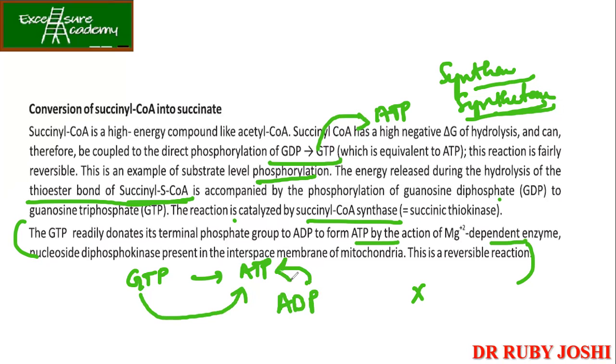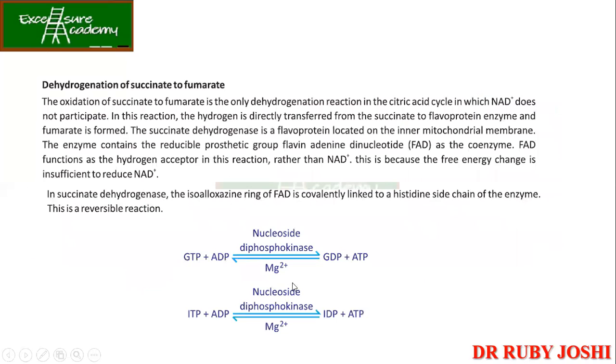to become ATP, and this is done by the enzyme called nucleoside diphosphokinase, which is present in the intermembrane space of the mitochondria. Now let's see the reaction over here. This is the reaction. So GTP plus ADP is going to give you GDP plus ATP. That is why we say that the one GTP we get in the TCA cycle is equivalent to one ATP.